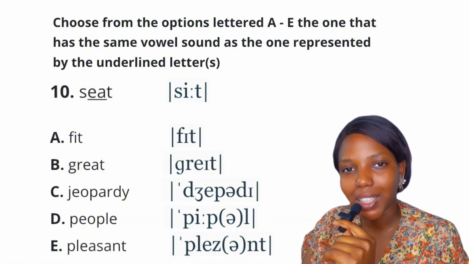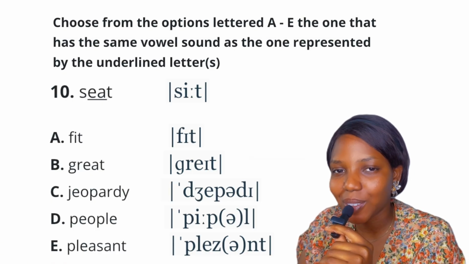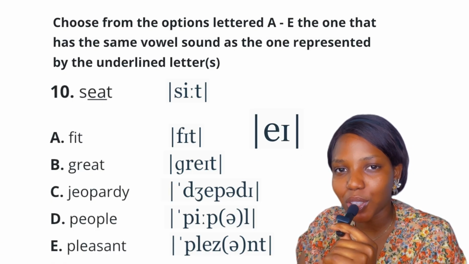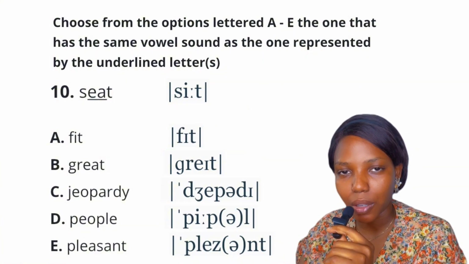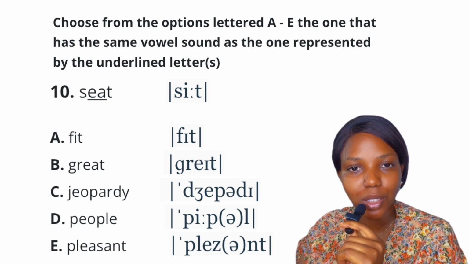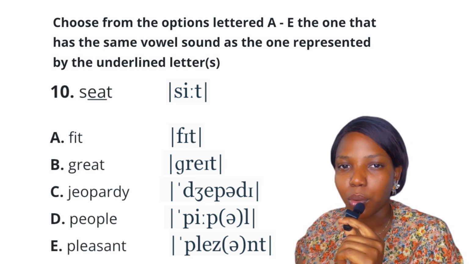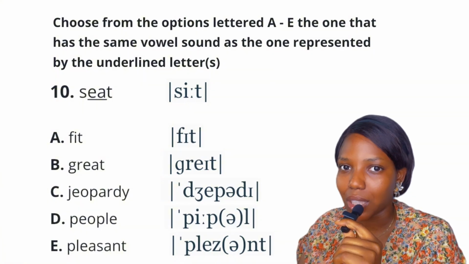Option B, we have great. A. It's a diphthong. Okay. Whenever you see this sound, it is a diphthong. Theoretically, you can separate. Okay. Option C, we have jeopardy. We have three vowel sounds in jeopardy. Eh, which is not what we are looking for. And E, which is the short vowel sound, right?